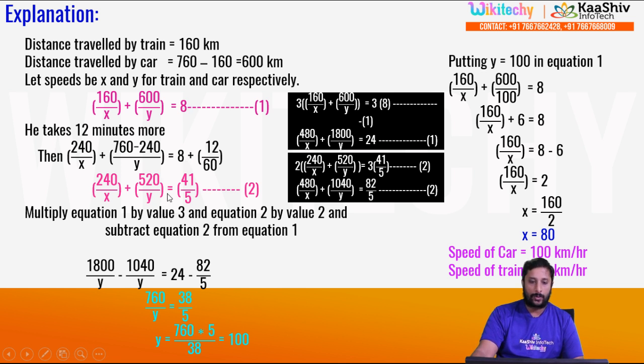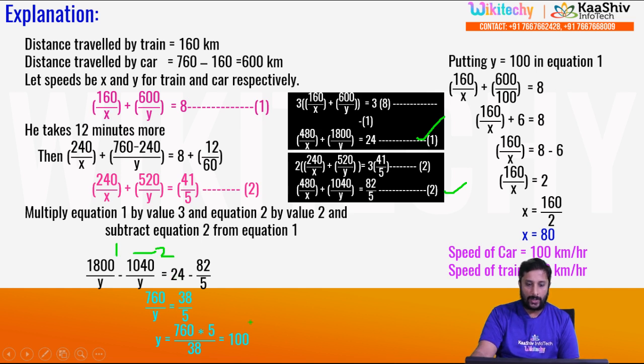So solving this one, I got this equation. Over here, multiply equation 1 by 3, and I got 480 divided by x plus this one. This is equation 1. And over here, multiply equation 2 by 2, I got this equation. So minus this one. Equation 2 divided by equation 1, you got this one. So equation 1 minus 2, you got this one.